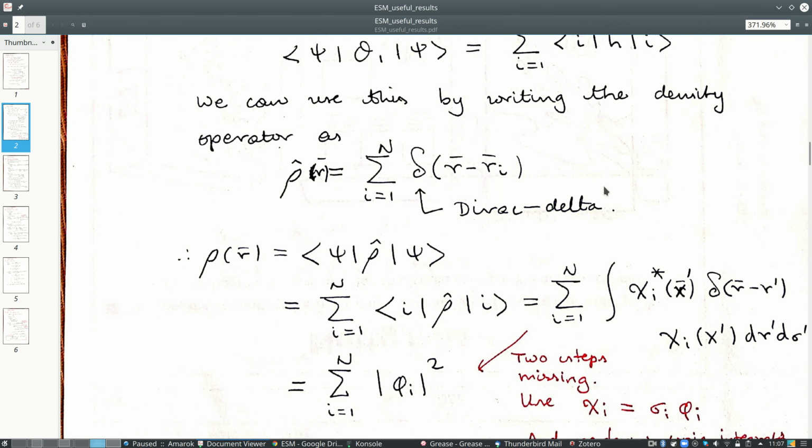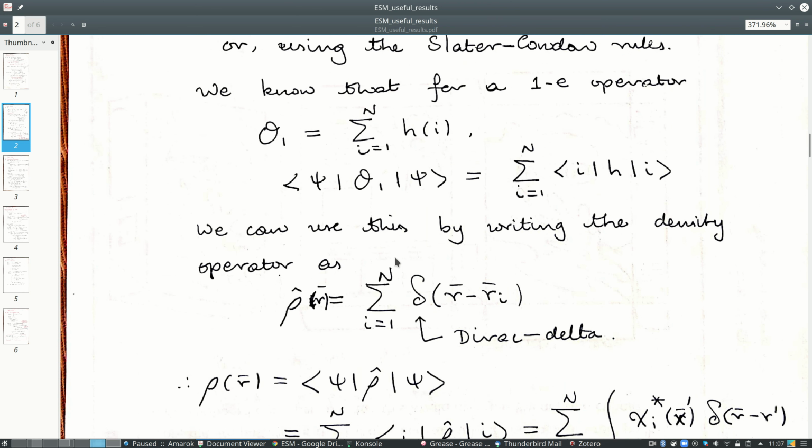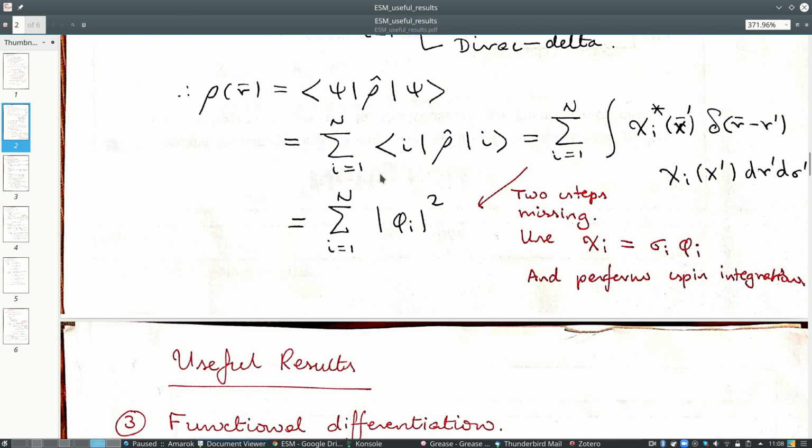Okay, so let's say we're given this, and let's see how it goes. So rho of R would then be the expectation value of this density operator rho hat with the single determinant wave function on both sides. Now we know from the Slater-Condon rules this is equal to the sum of the expectation values of this one-electron operator with spin orbitals on both sides. So this would be the sum i from 1 to n of ⟨chi_i|rho hat|chi_i⟩. This would be the sum i from 1 to n of the integral of chi_i star at x prime. Now x here includes the spin and spatial coordinates. Each of these rho hats is a Dirac delta, so it's delta of R minus R prime, and chi_i of x prime, integrated over dR prime and d sigma prime. So we're integrating over space and spin.